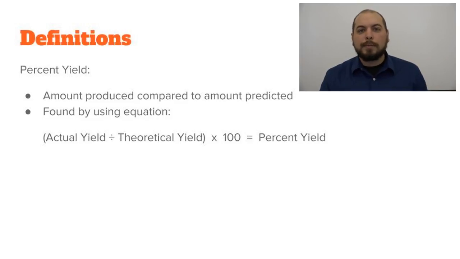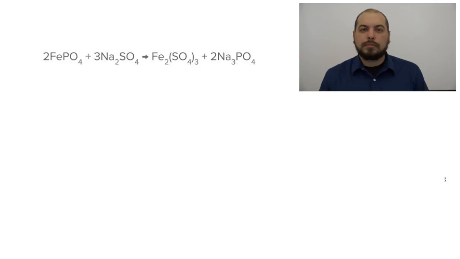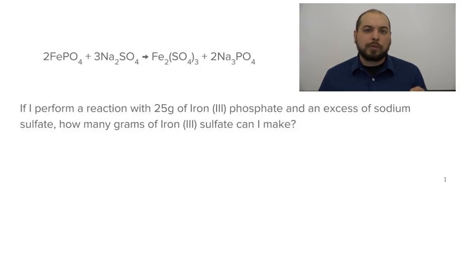So let's start by doing a practice problem together where we're going to look at the percent yield of a chemical reaction. All right, so our first practice problem, we're going to look at a chemical reaction, which I show you here is already balanced. Now this is the reaction between iron 3 phosphate and sodium sulfate. And what we really care about on this problem is finding out how much iron sulfate is produced from this reaction. So we want to first find the theoretical yield of this chemical reaction, assuming that we start with 25 grams of our iron 3 phosphate.